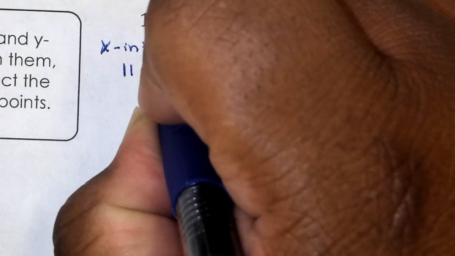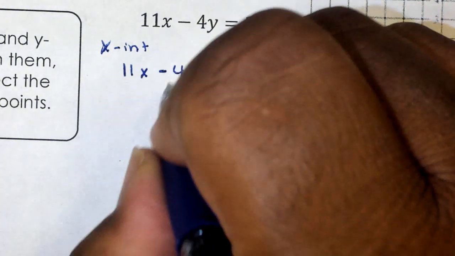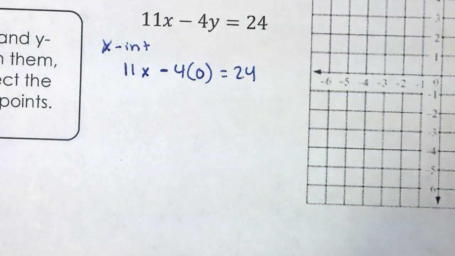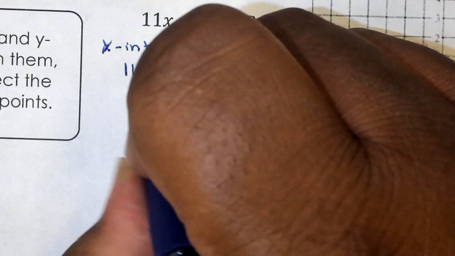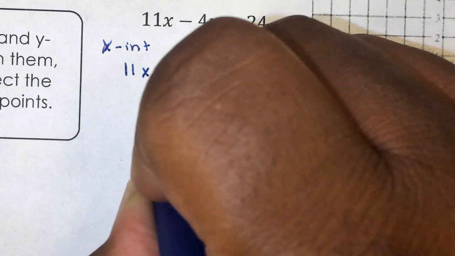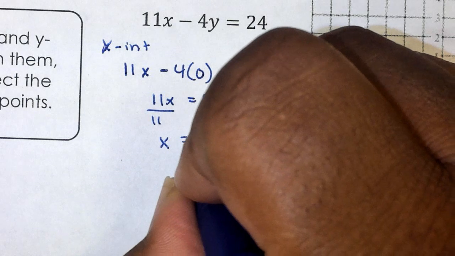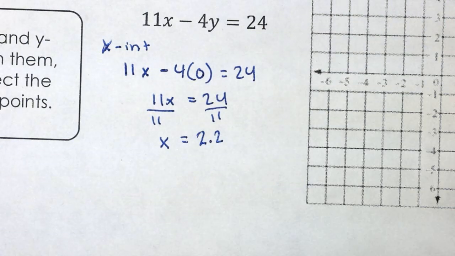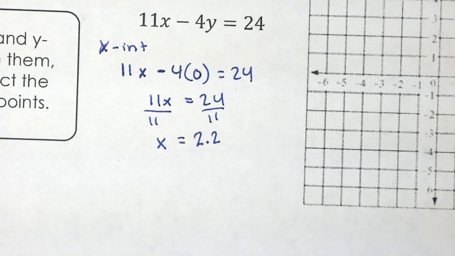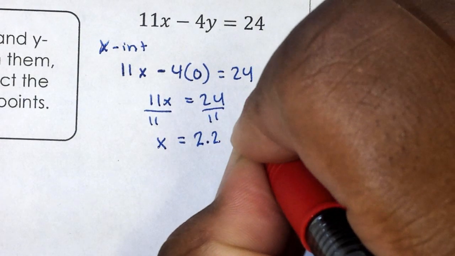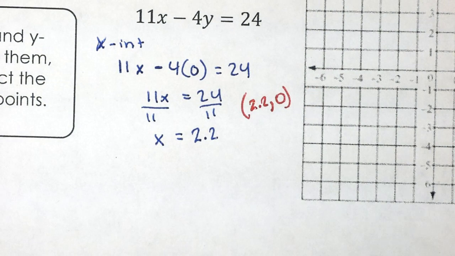11x minus 4 times 0 equals 24. Negative 4 times 0 is 0. So you get 11x equals 24. Divide by 11, divide by 11. You will get a decimal. X is going to be 2.2. So what that is telling me is that my intercept here is going to be 2.2, comma 0. That's my x-intercept.